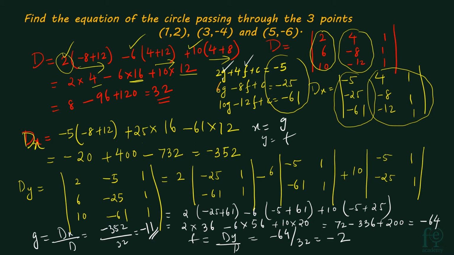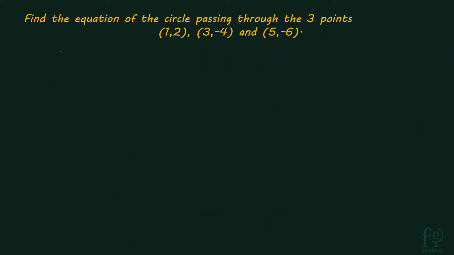So from these two we are going to find out what is c. So c will be given as 2 into minus 11, g is equal to minus 11. So 2 into minus 11 plus 4 into minus 2 plus c is equal to minus 5. So what is c? C will be equal to minus 5 plus 22 plus 8. So 22 plus 8 is equal to 30. 30 minus 5 is equal to 25. So what is g, f and c? G is equal to minus 11, f is equal to minus 2 and c is equal to 25.